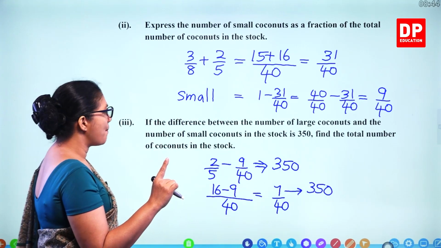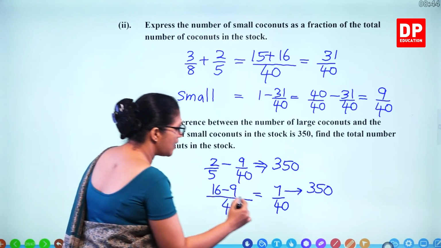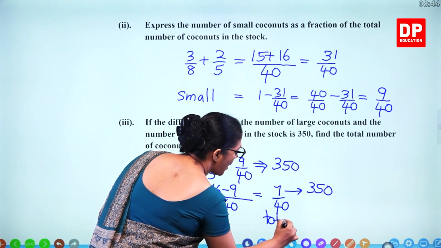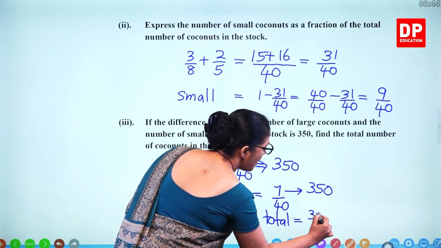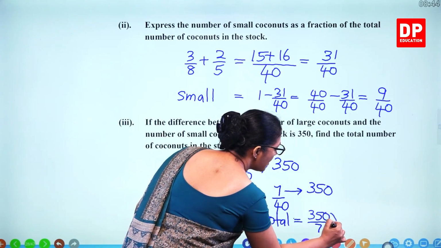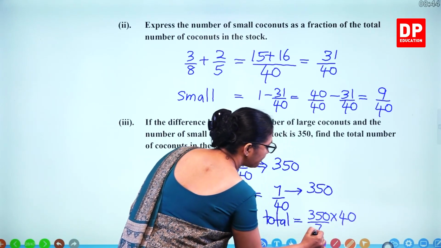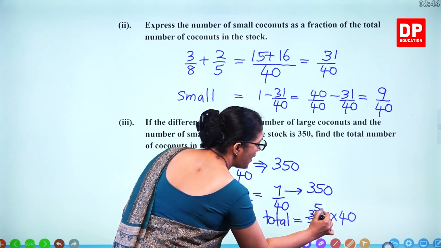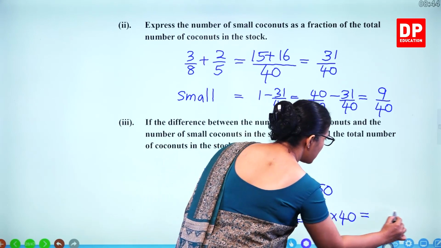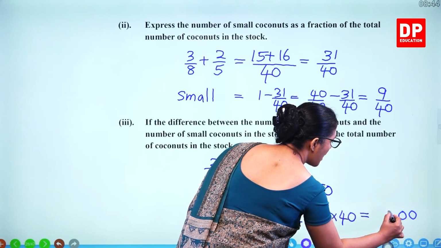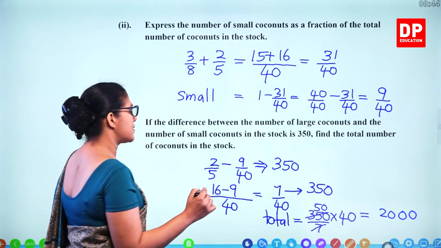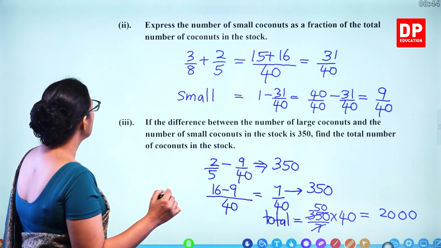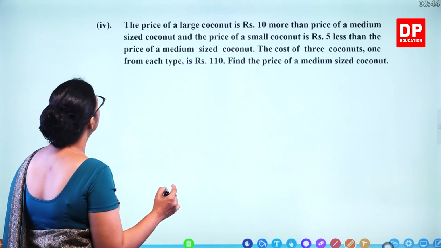Find the total number. So divide by 7, multiply by 40. 350 divided by 7 multiplied by 40. 7 times 5, so 50 times 40, that's 2000. 2,000 coconuts are there. So that's the third part.